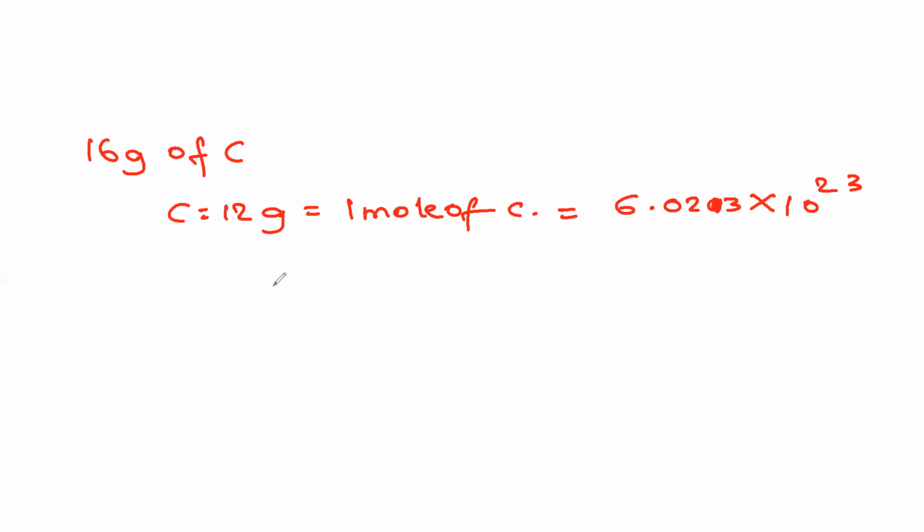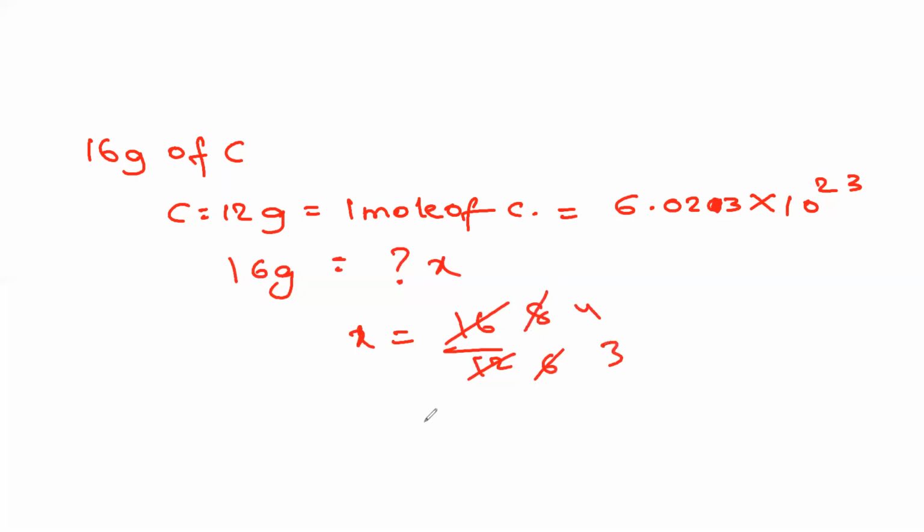Now we'll see, 12 grams is 1 mole. So 16 grams becomes how many moles? 16 into 1 by 12, that is 16 by 12. So 16 by 12 is equal to how much? It is 4 by 3, or 8 by 6. So it is 4 by 3 moles.